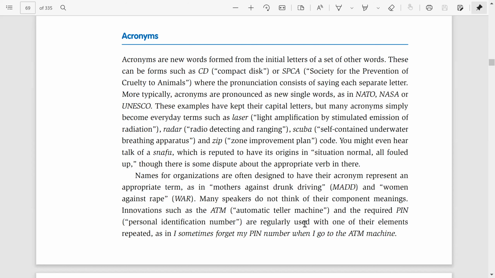So these are the terms which we normally call acronyms. Sometimes acronyms become normal words, and sometimes they remain acronyms, and we use them with capital letters. And when we remove the capital letters, they become normal words.